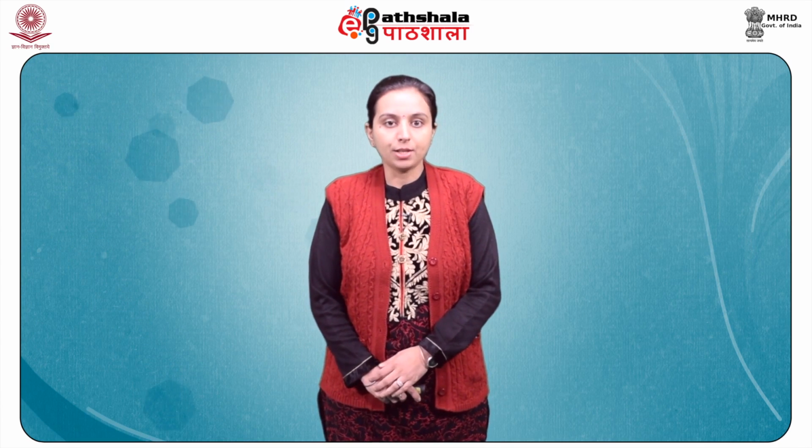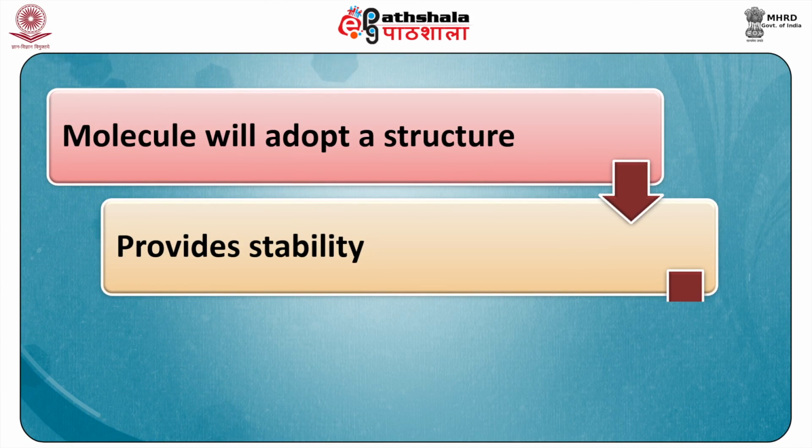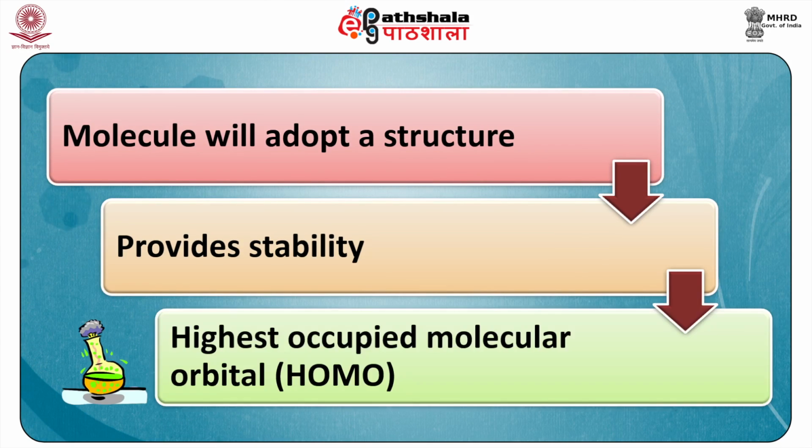The salient feature of this stereochemical model, or the justification for this simple theory, is determined to a very great extent simply by the number of valence electrons in a given system. It is important to note that a molecule will adopt a structure that provides the stability for its highest occupied molecular orbital, that is HOMO.